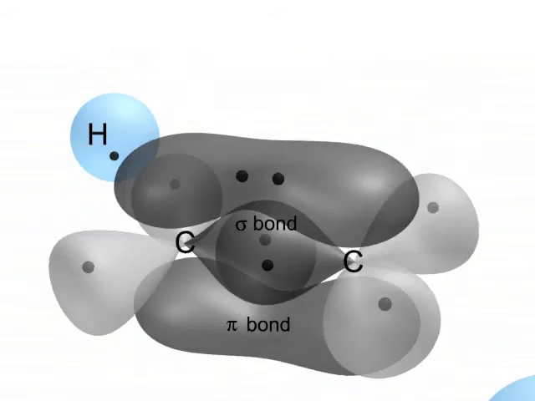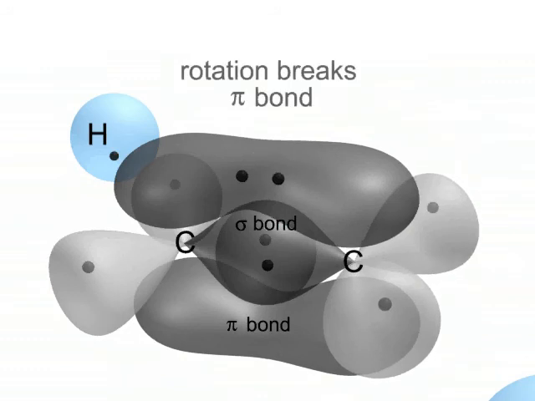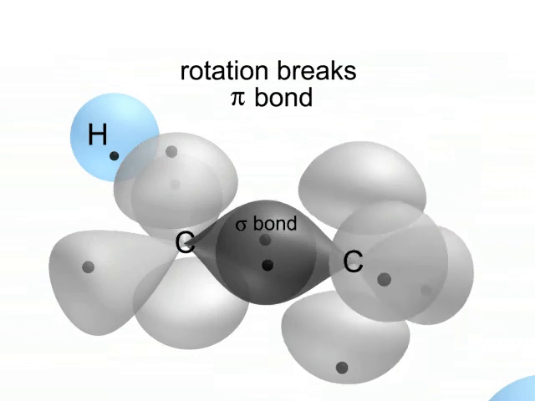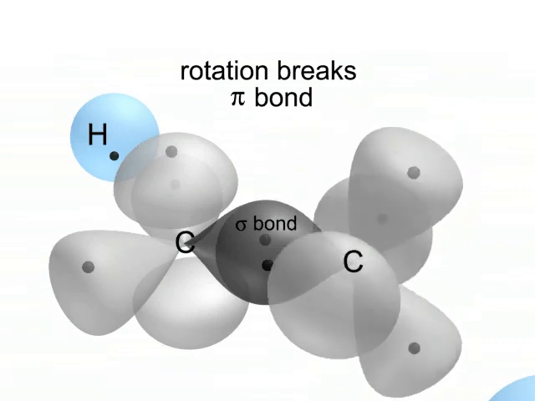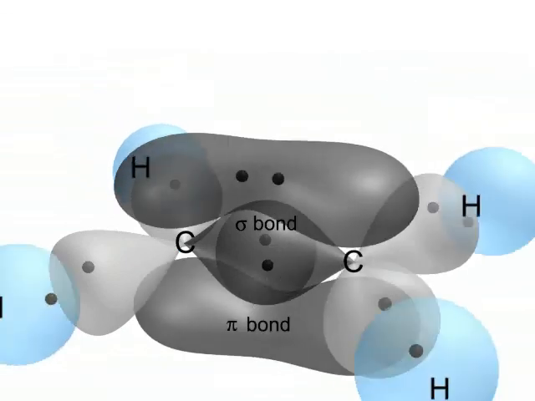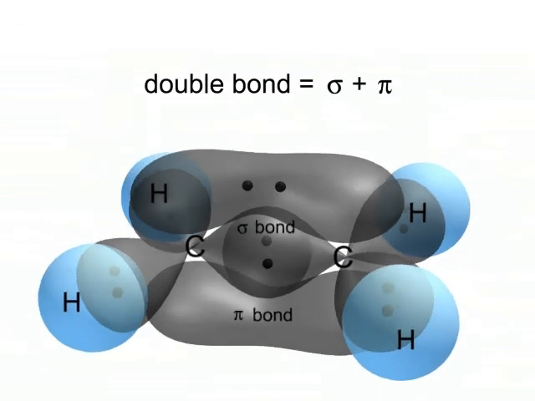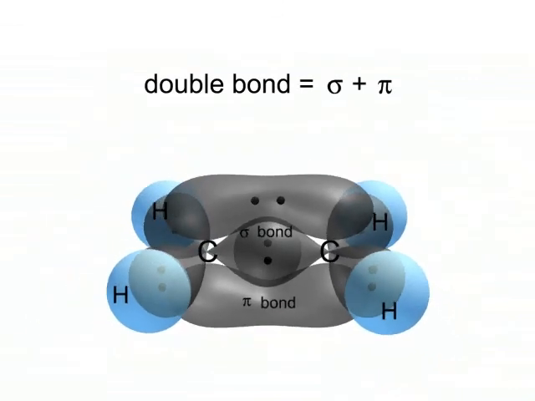Most importantly, it is weakened, and in fact breaks by rotation of one atom with respect to the other. Thus, a double bond consists of 1 sigma and 1 pi bond. In the ethylene molecule, 4 H atoms overlap the 4 other carbon sp2 orbitals.